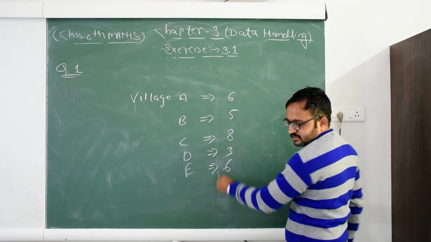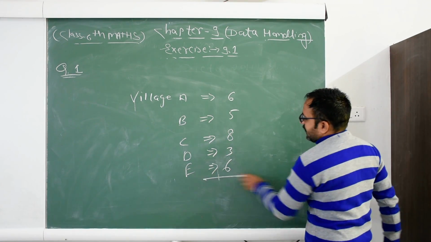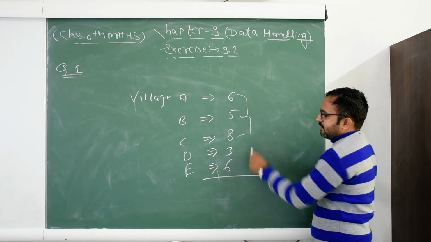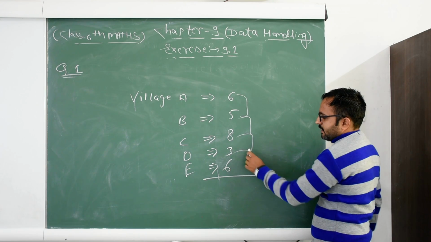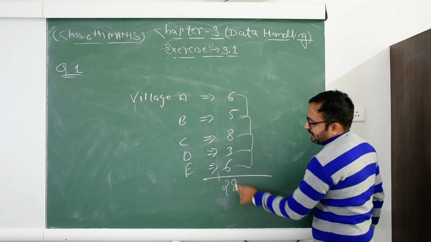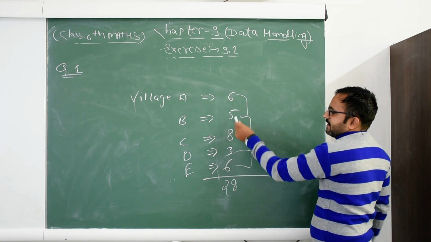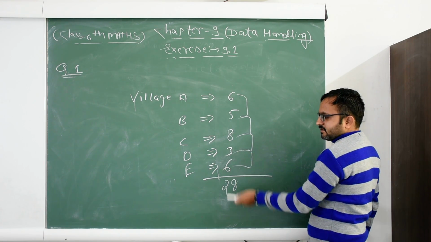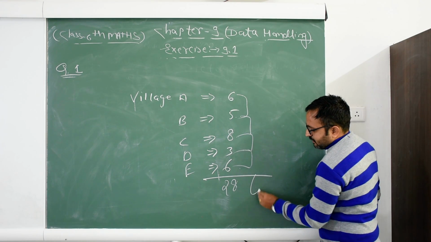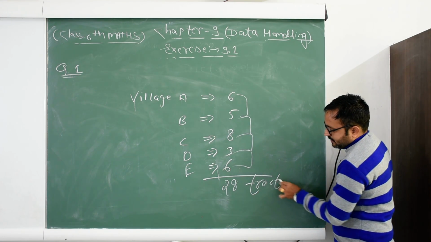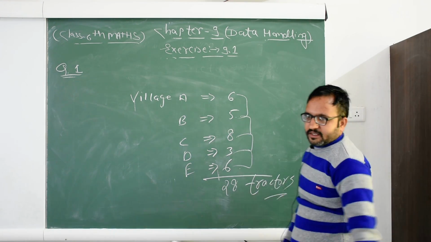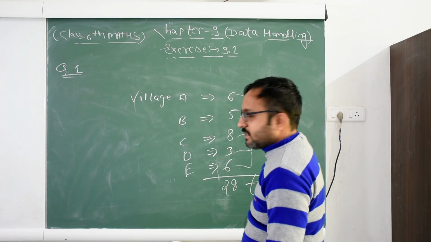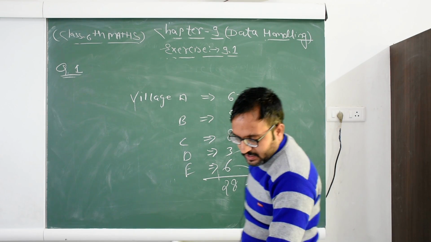Okay, 6 tractors. Now we add 6 and 5 is 11, 11 and 8 is 19, 19 and 3 is 22, and 6 is 28. Total tractors is 28 tractors. So your answer for question number 4 is 28.